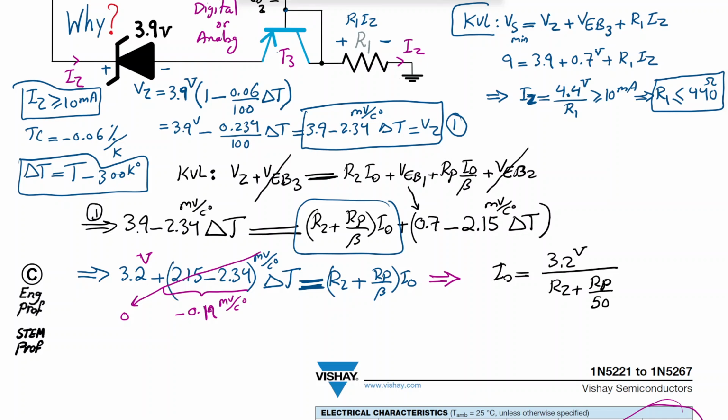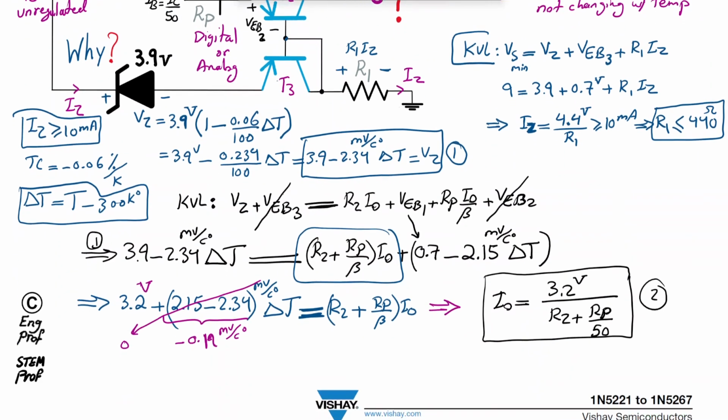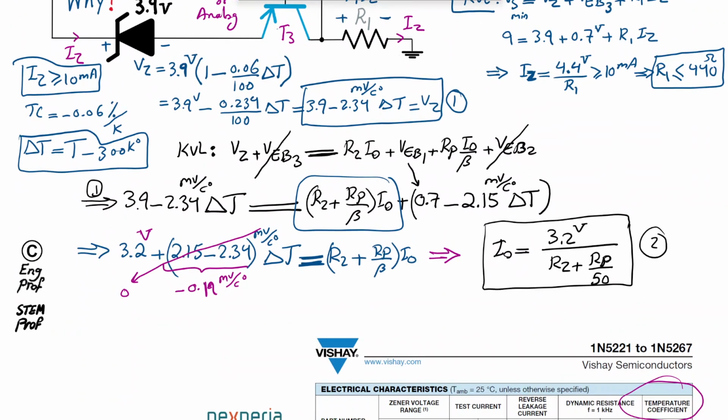So beta. That is the formula for I out. Now let's go and apply the range that was given to us. Minimum 3 milliamp, maximum 300 milliamp. So let's try that. With the minimum current, or let's say I out maximum, let's start from that. I out maximum is 300 milliamp. So when do we get I out maximum?